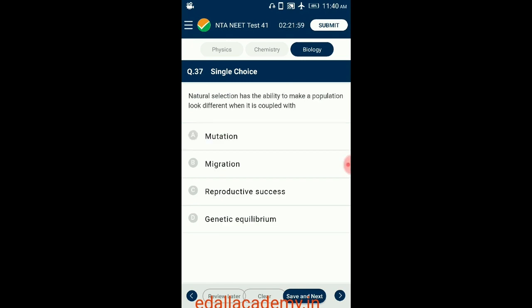Question number 37. Natural selection has the ability to make a population look different when it is coupled with. Natural selection operates only by differential reproductive success. Differential mortality can be selective, but only to the degree that it creates differences between individuals in the number of reproductive progeny they produce. So the answer for this question is option C, reproductive success.